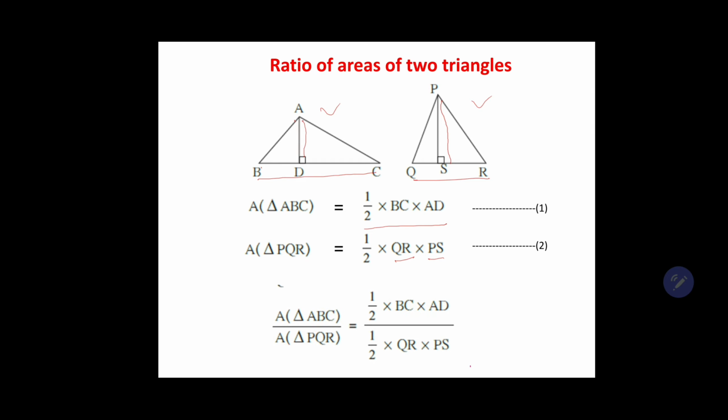Now if we take these two ratios, area of triangle ABC divided by area of triangle PQR is equal to 1/2 into BC into AD divided by 1/2 into QR into PS. On the right hand side, in the numerator and denominator 1/2 will get cancelled. So we'll have BC into AD divided by QR into PS. This is the basic formula for the ratio of areas of two triangles, which is based on the ratio of the product of corresponding bases and corresponding heights.